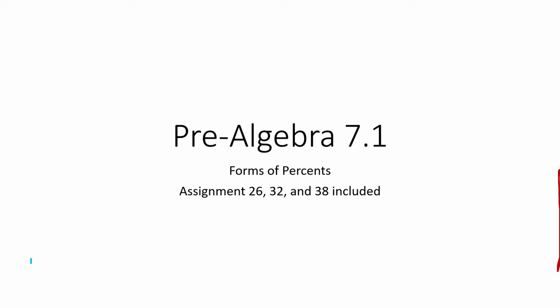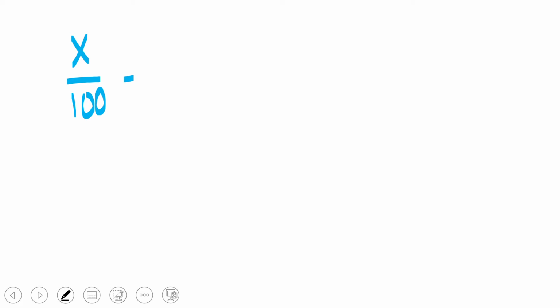Hello class, we're working out of your Pre-Algebra book 7.1, Forms of Percents. We're asked to present percent as a ratio of a number, and that is some number over 100 that can equal a percent. Let's look at examples.